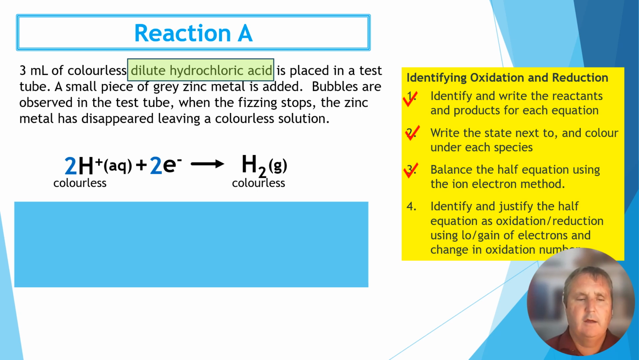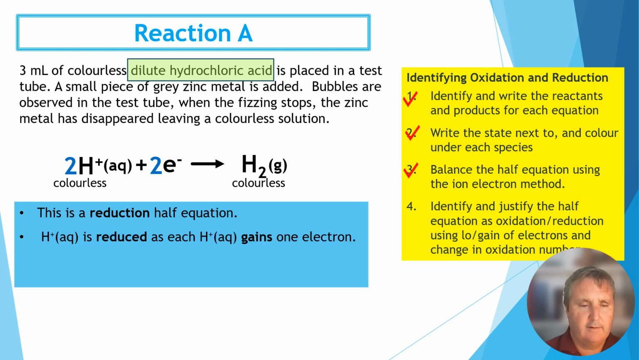In this case, the hydrogen ions are gaining electrons. In fact, one hydrogen ion gains 1 electron. So if 2 hydrogen ions gain 2 electrons, it's true that a hydrogen ion gains 1 electron. So gaining electrons, this is going to be reduction. This is a reduction half equation. I'm going to justify why it's a reduction half equation: it's a reduction half equation because the reactant, the H+, is reduced as each H+ ion gains 1 electron.